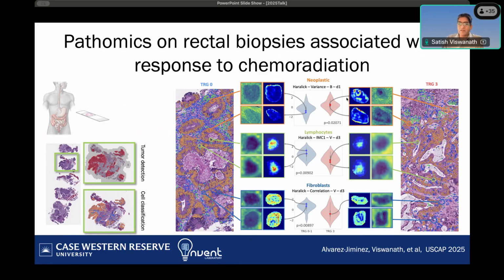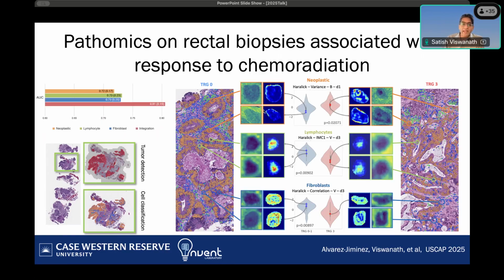So when we take these different types of cells and extract the features, some of the feature visualizations here are also from those second order, third order features that we've been extracting. And once we combine the different features from different cell types, we actually get a much higher performance. We see a very accurate signature to distinguish between responders, or TRG0, versus non-responders, or TRG3. And this is work that we actually presented two days ago at the College of Pathology conference here in the US. So we're able to take these features and extract them from different types of data.